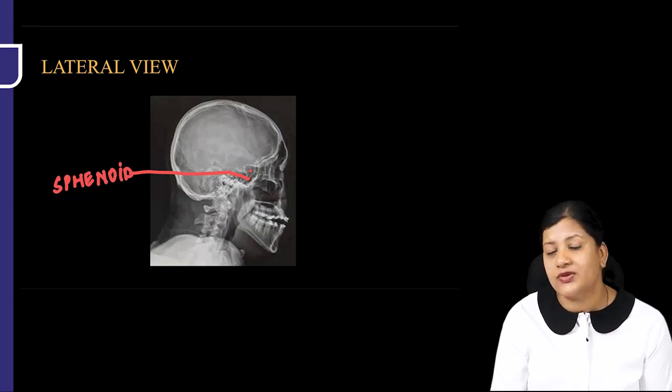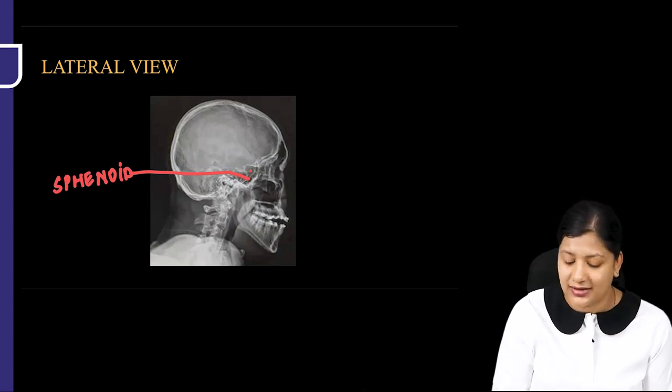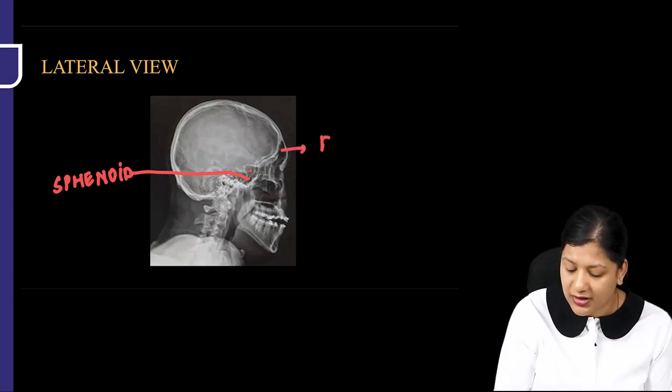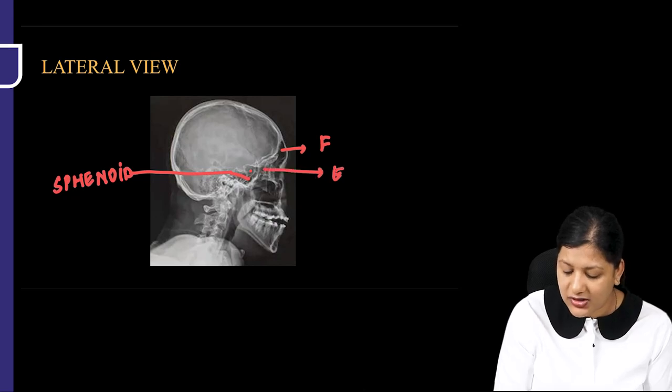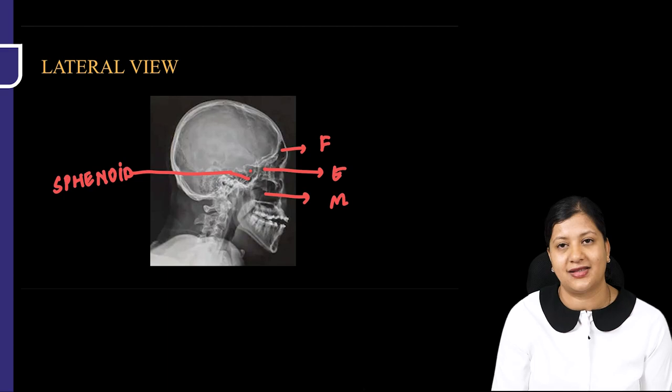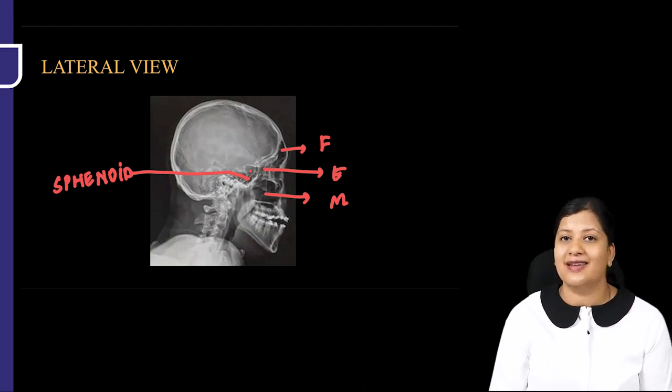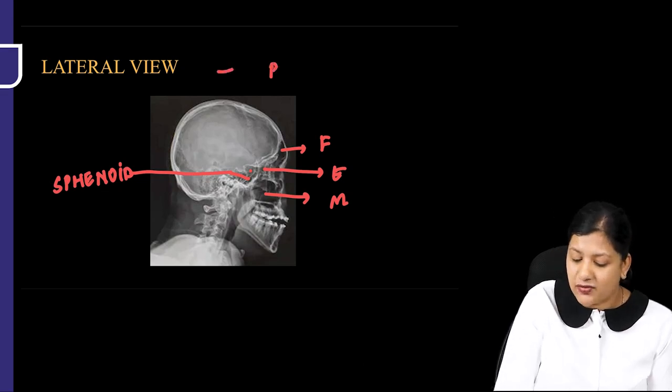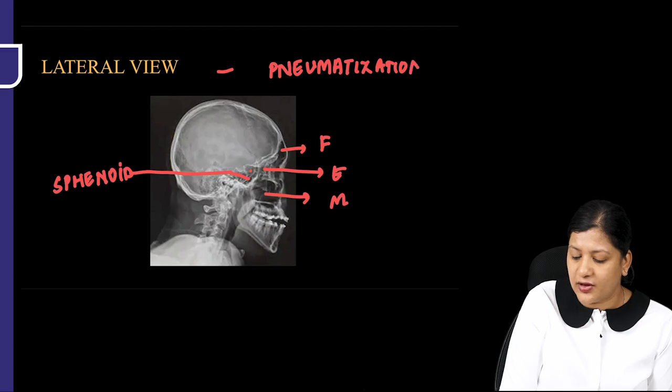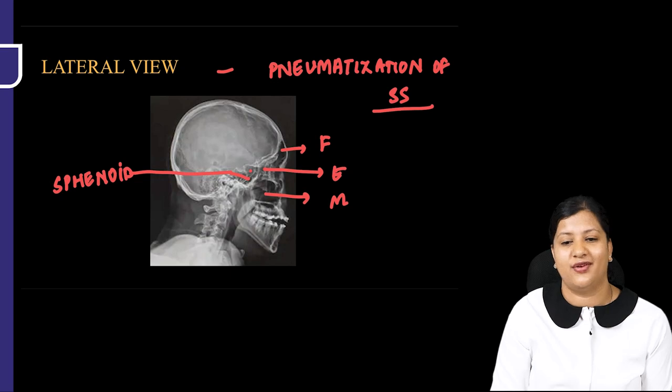Can we see only sphenoid sinus? Can we not see other sinuses? Of course not. You can see all the sinuses. You can see this is your frontal sinus, these are your ethmoid sinus, this is your maxillary sinus. We can see all the sinuses, but it's the best view to understand what? It is the best view to understand the pneumatization of which sinus? Pneumatization of sphenoid sinus. So this is about your lateral view.